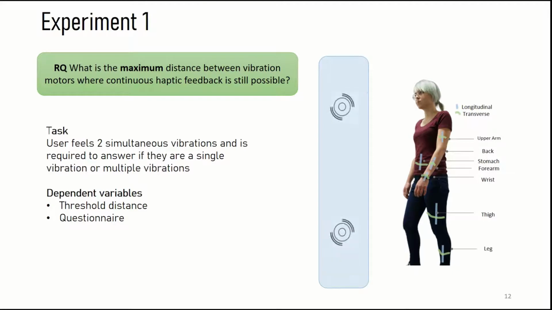In the first experiment, we wanted to figure out what the maximum distance was between vibration motors where continuous haptic feedback is still possible. The user's task was, in this case, that he or she felt 2 simultaneous vibrations and was required to indicate if they felt a single vibration or multiple vibrations. We then calculated the threshold distance using a 1-up, 1-down adaptive staircase procedure.